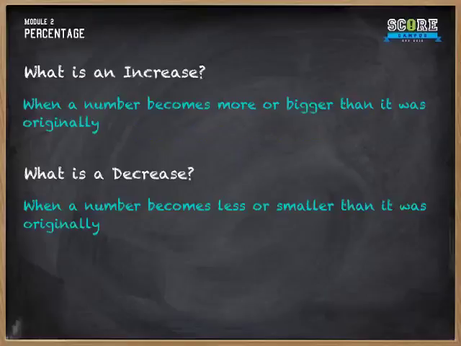Okay, let us define some of these expressions to help us comprehend this topic a lot better. What is an increase? When a number becomes more or bigger than it was originally, that's an increase. What is a decrease? When a number becomes less or smaller than it was originally. So if the number was initially 50 and it goes up to 75, it's an increase. If the number was 50 and it goes down to 25, that's a decrease.